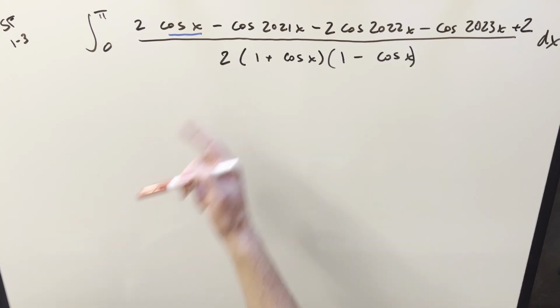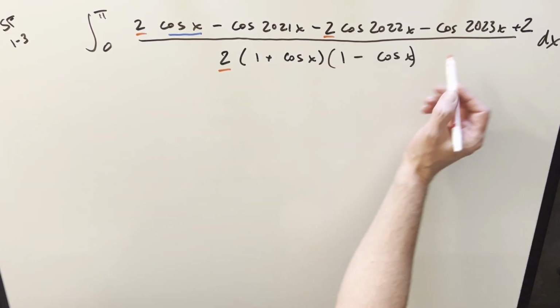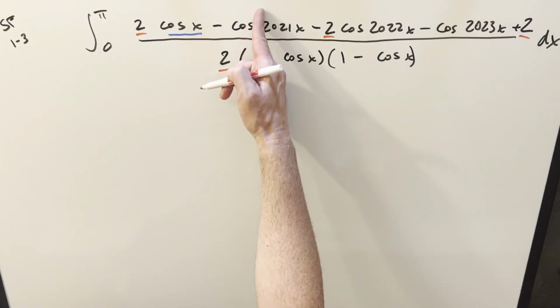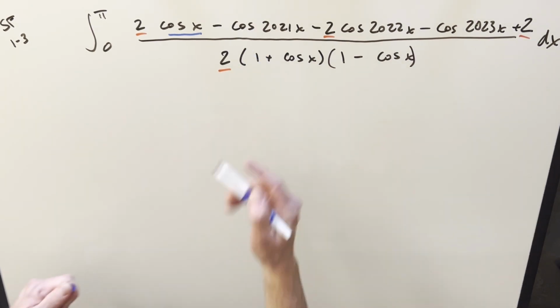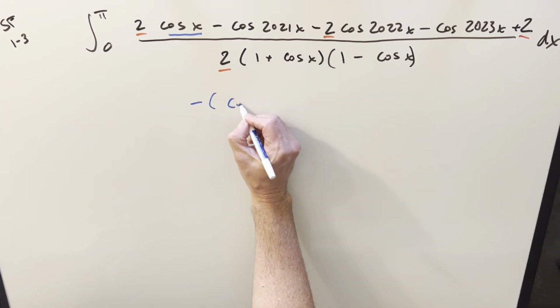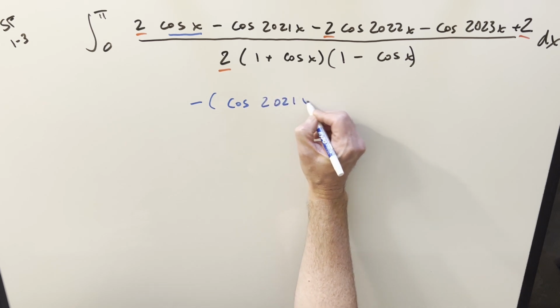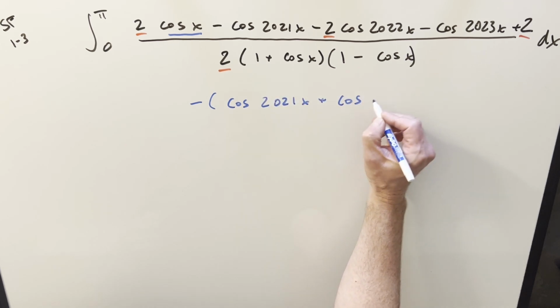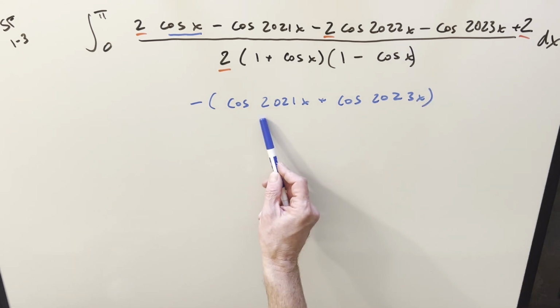Now, one nice thing about this is we got a 2 here, and I'm starting to see this pattern that we have a 2 on almost everything except for this term and this term. So let me just work on those two terms. I can factor a minus sign out of those, so I can write this as cosine 2021x plus cosine 2023x. Well, for this, there's another trig identity we can use.